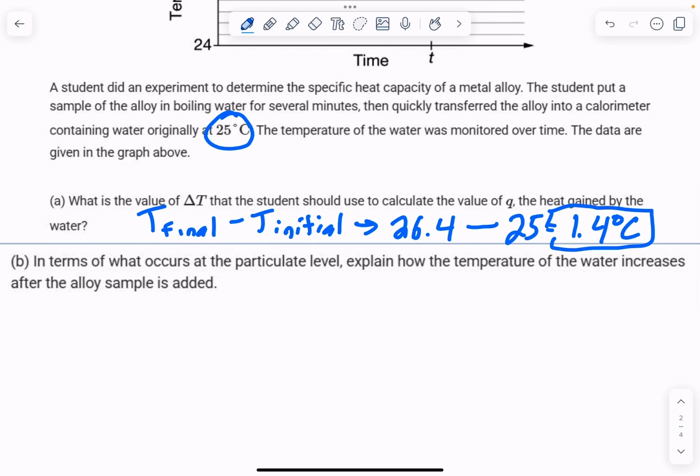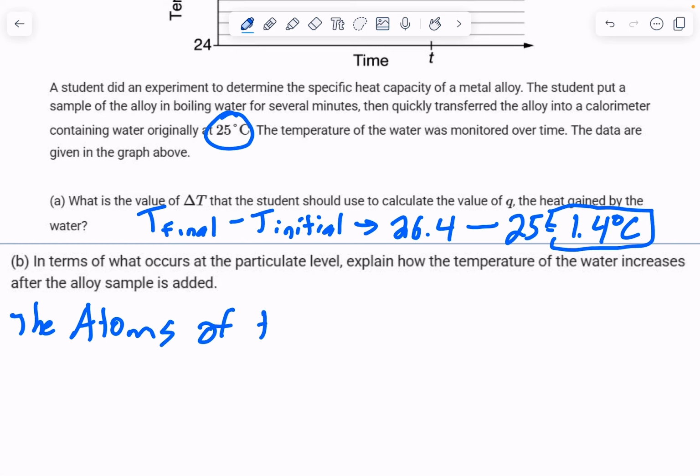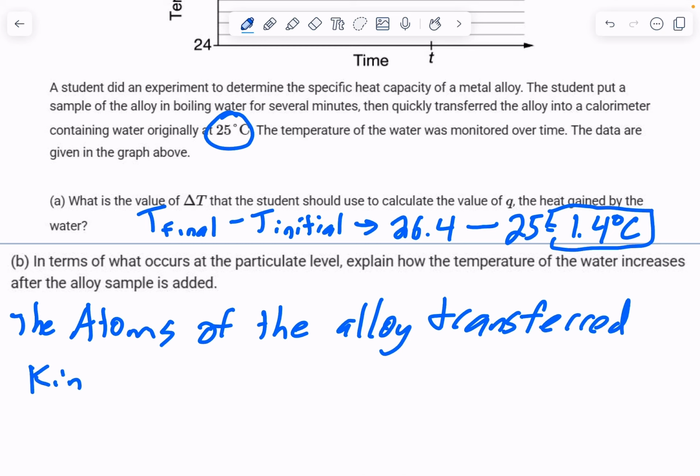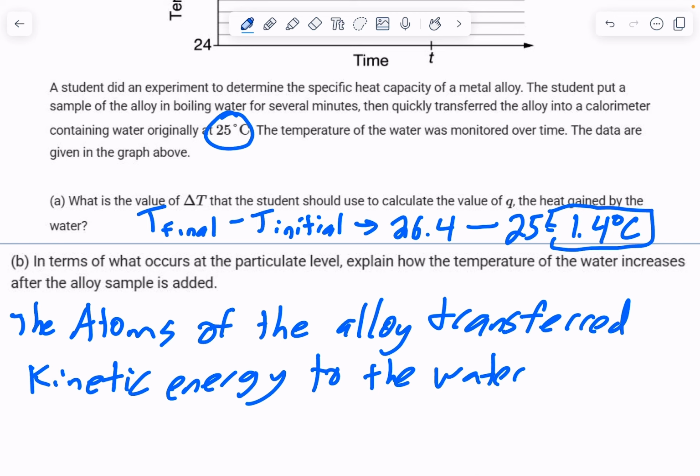B, in terms of what occurs at the particulate level, explain how the temperature of the water increases after the alloy sample is added. So we want to indicate that the atoms of the alloy transferred kinetic energy to the water molecules.